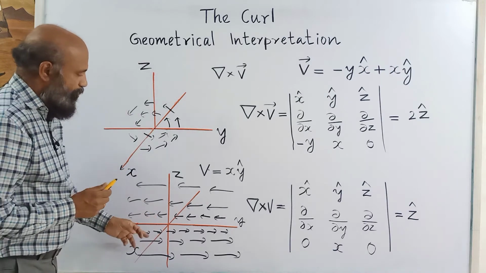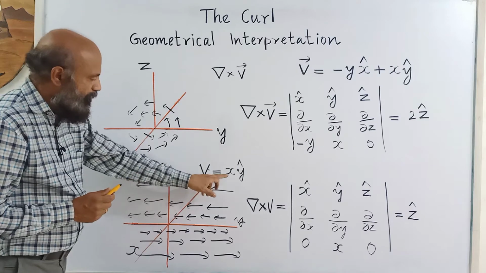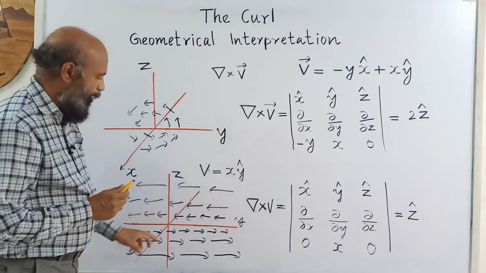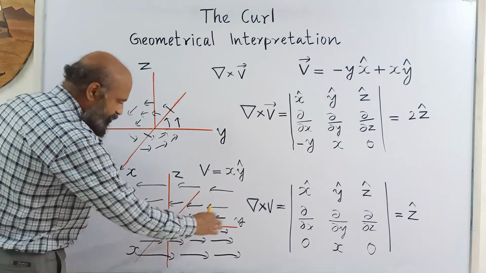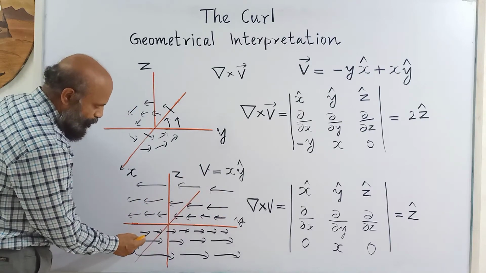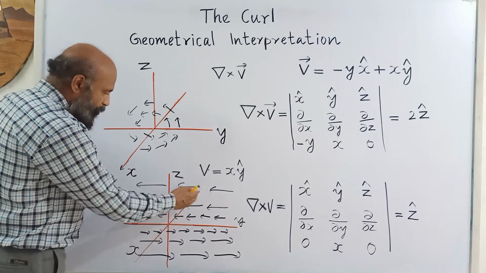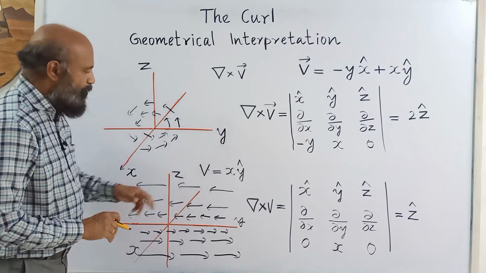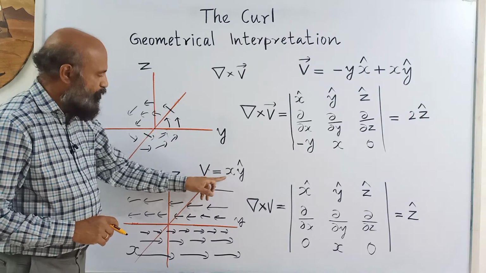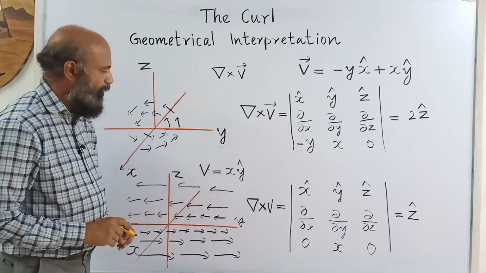Here the vector function is given, x y cap. So here you can see arrows on that side of increasing length. Now here arrow is this side, so there is a rotation. Now its vector function is given like this: v is equal to x y cap.